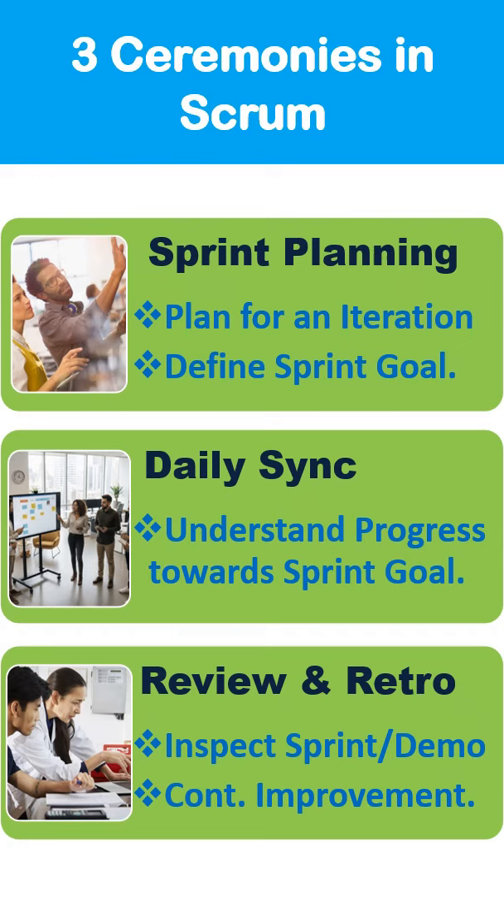Third meeting is the review and retro. That means inspecting at the end of the sprint what all has been completed. Can we get the feedback from the product owner and other stakeholders? At the same time, can we do a retro on how things are going? What are the things that we need to change or amend?